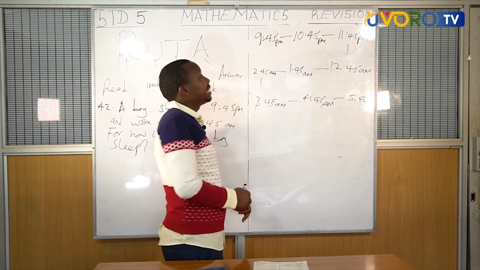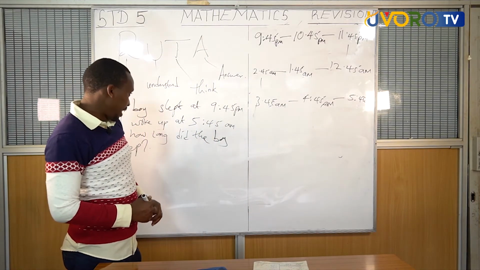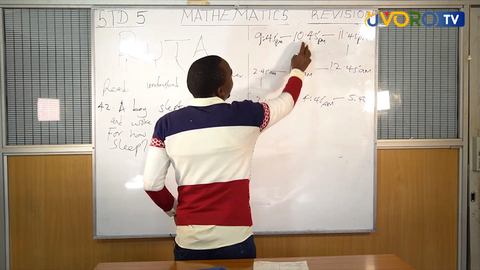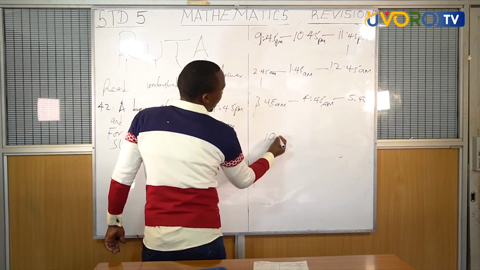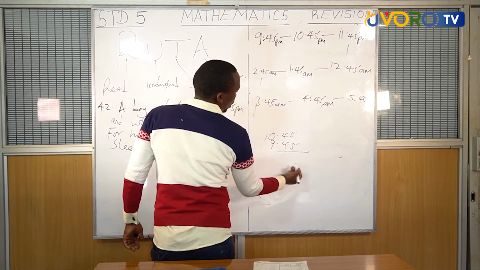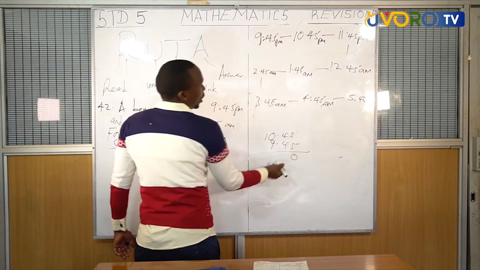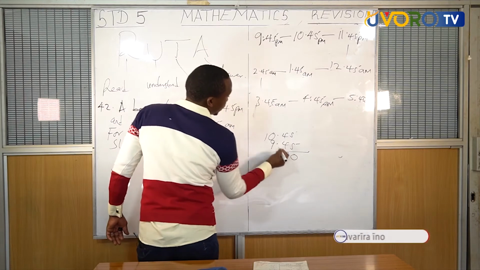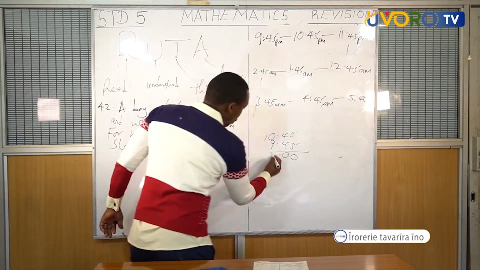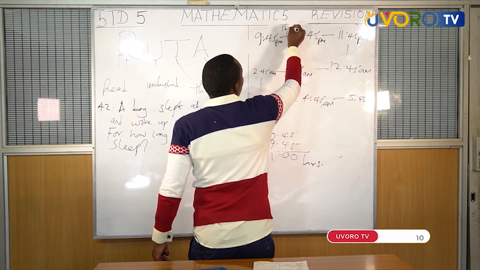Now, let's see how many hours this pupil, or the boy, slept. 9:45 to 10:45. How many hours are there? 10:45 minus 9:45. 5 minus 5, 0. 4 minus 4, 0. What is 10 minus 9? 1. So this person slept 1 hour.